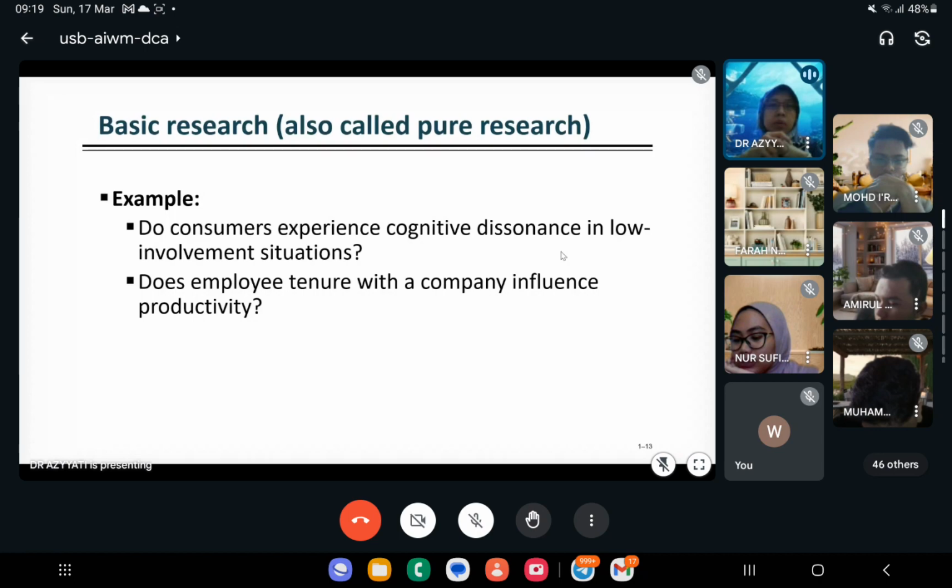And another part: does employee tenure with the company influence productivity? If it is true, there will be two possibilities.